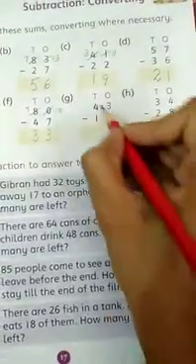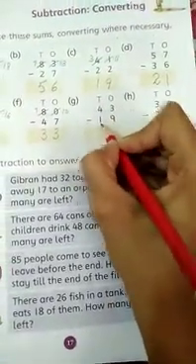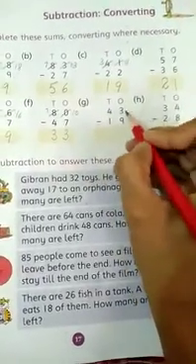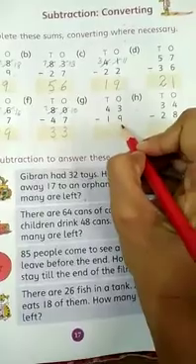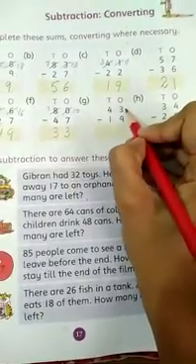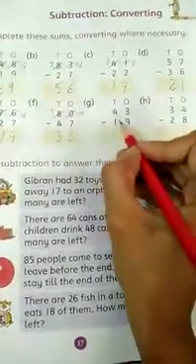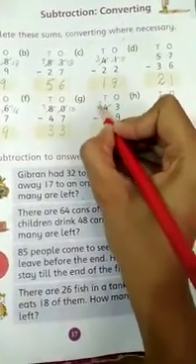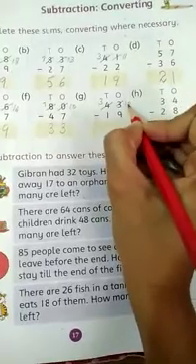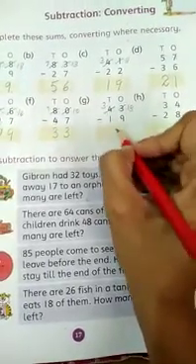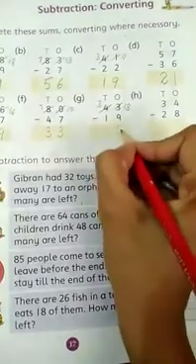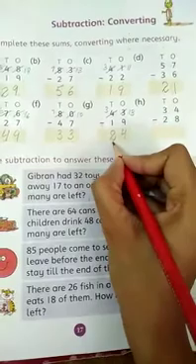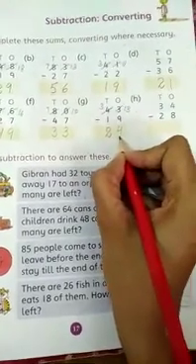On question number G, 43 minus 19. So we subtract 1's column first. We cannot subtract 9 ones from 3 ones. So students, we can borrow 1 from 10's column. So when we borrow, 4 becomes 3 and 3 becomes 13. So 13 minus 9 is equal to 4 and 3 minus 1 is equal to 2. So now we have 2 tens and 4 ones is equal to 24.